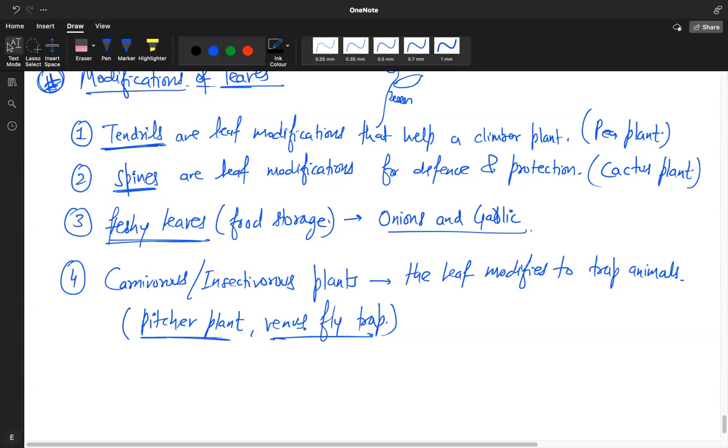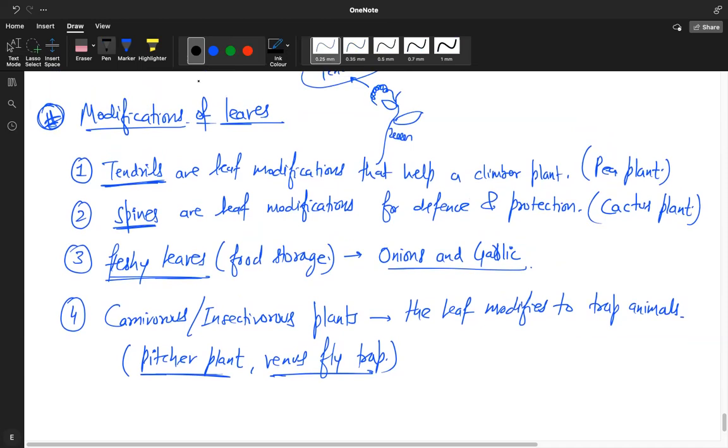Okay, so these are some major ones. Like in aloe vera, the leaf modifies to become fleshy and store food. Okay, yeah, that's all. So that's done. Now, please write this down. Let me know.